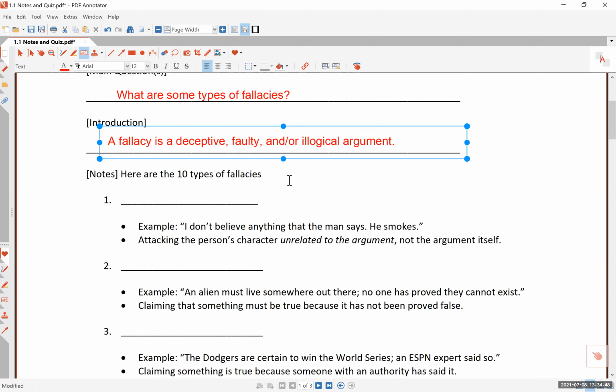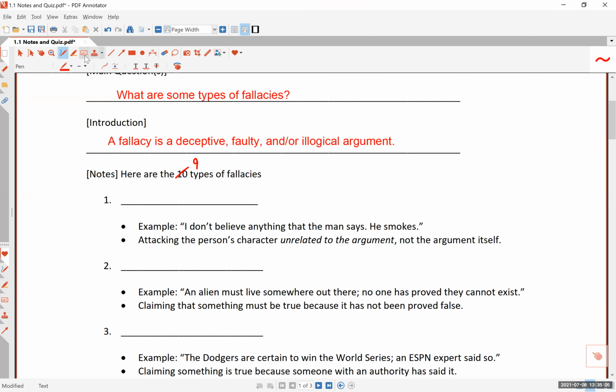And I'm going to list 10 types of fallacies here. Let me make sure. Actually, you know what? I'm going to correct my first mistake. This is embarrassing. I only have 9. Okay, I used to have 10. I removed 1. Like I said, this is not comprehensive, and sometimes a fallacy could fall into 2 types. So there's nothing magical or infallible about this list. So I'm going to have 9 fallacy types here.